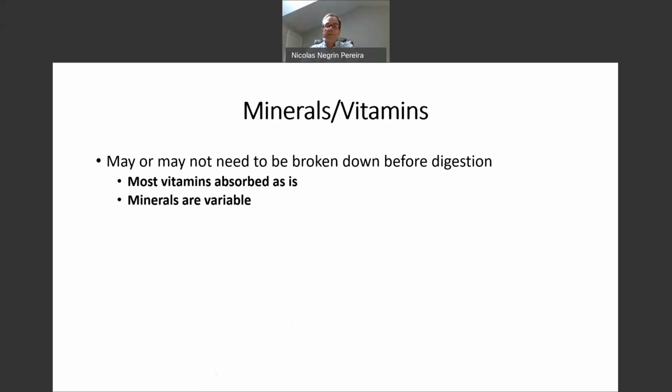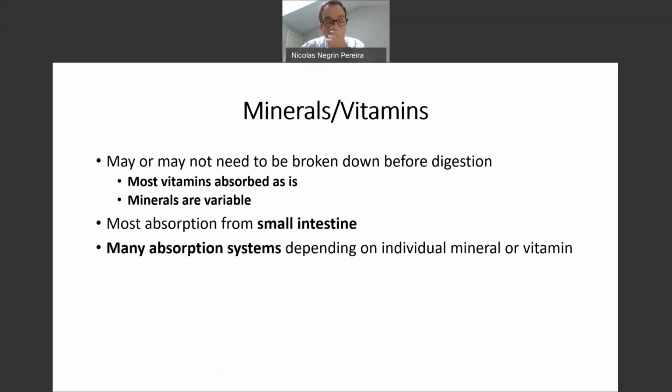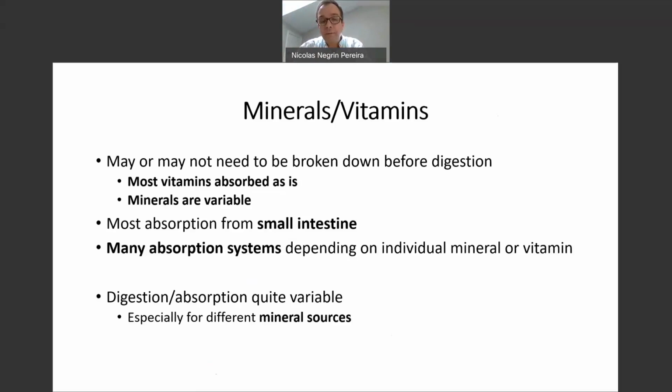Most vitamins are absorbed as they are, but in the case of the minerals, it's highly variable. Each mineral has its own mechanism of absorption. I'm going to show you two as an example. Most of the absorption of minerals and vitamins occurs again in the small intestine, and there are many absorption systems depending on the individual mineral or vitamin considered. So the digestion and the absorption are going to be quite variable.